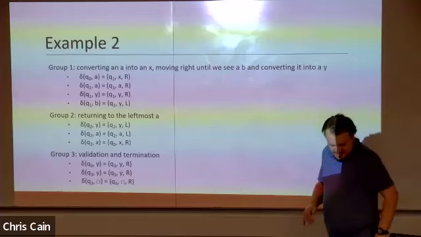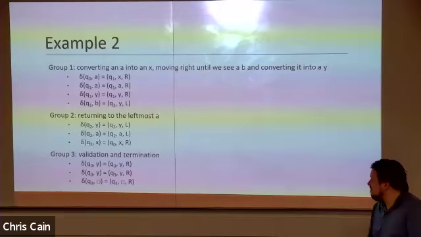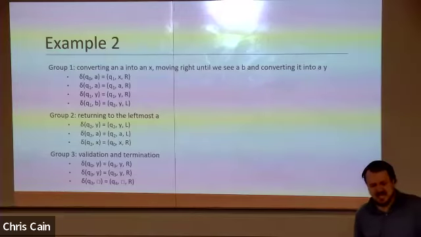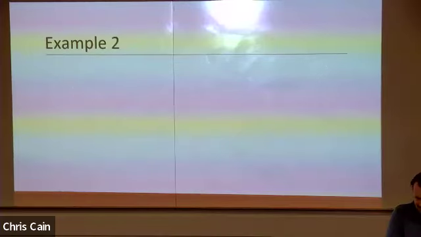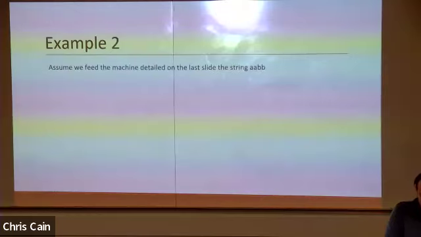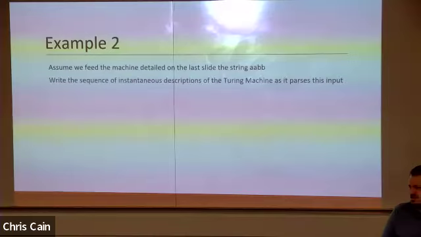Any questions on this set of transitions? You would think that it might be more complicated than that, but we really only needed 10. So let's run through this. This machine with those 10 transitions is passed AABB. One question that might show up on a homework or exam is to write a sequence of instantaneous descriptions of the Turing machine as it parses that input.